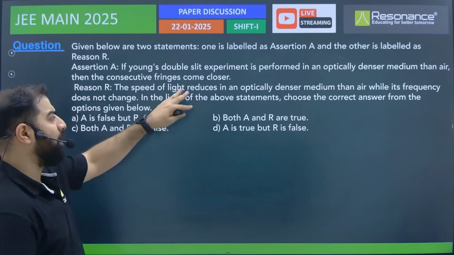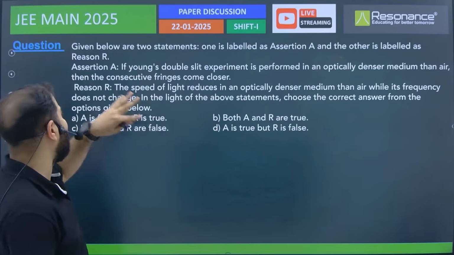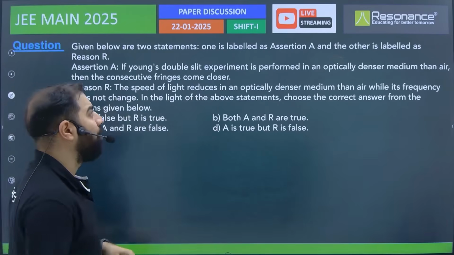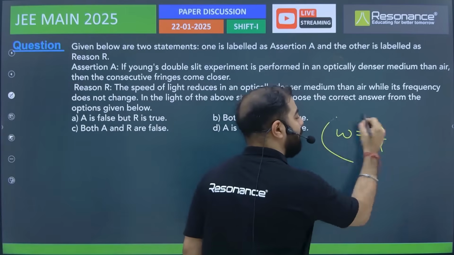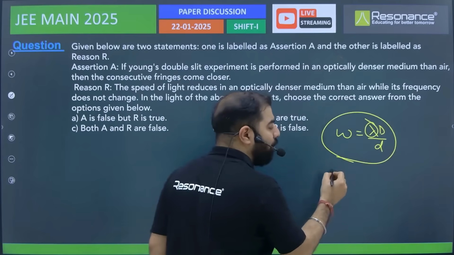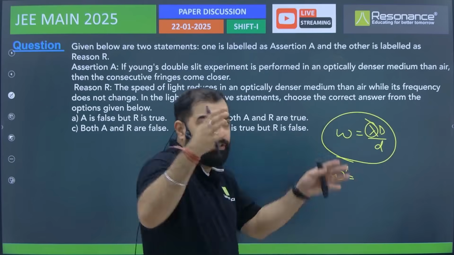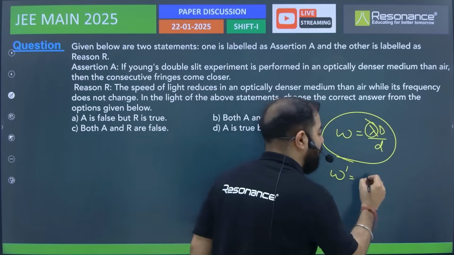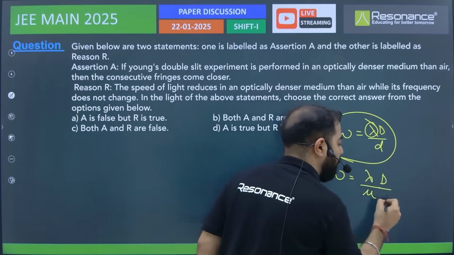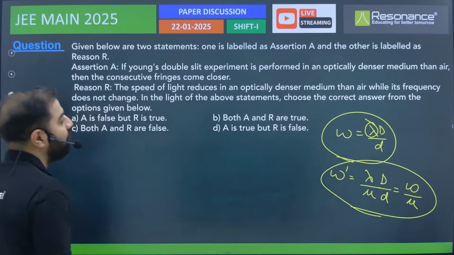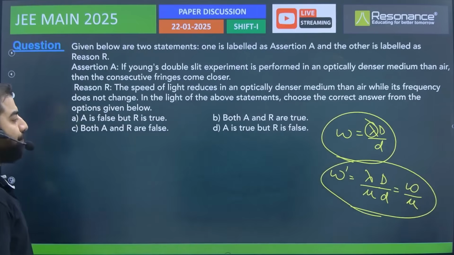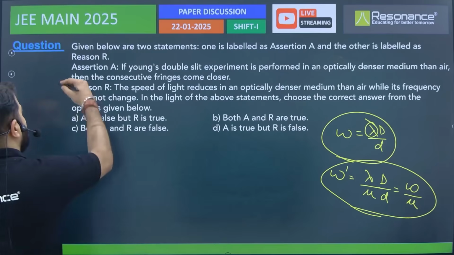If Young's double slit experiment is performed in an optically denser medium than air, then consecutive fringes come closer. So we know the fringe width formula is lambda D by d, and it depends on lambda. So if you immerse the whole setup in any medium, this lambda will be lambda by mu, times D by d. So obviously the fringe width will reduce by mu times, right? So I agree, it's a right statement.